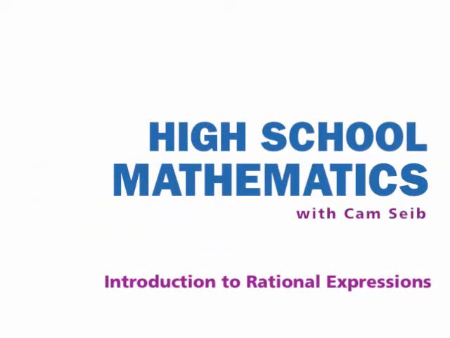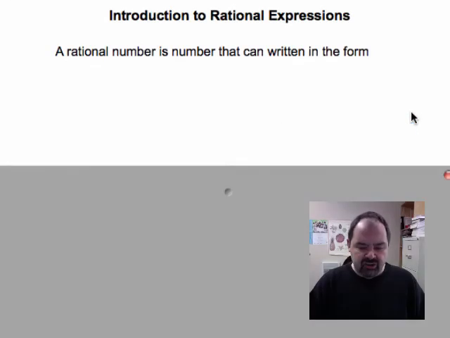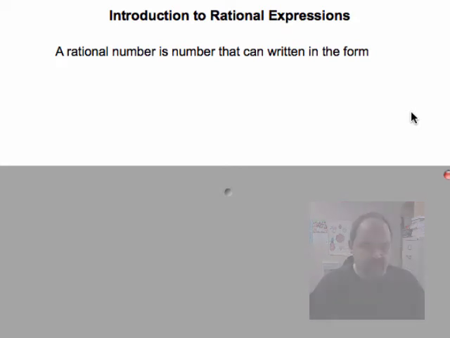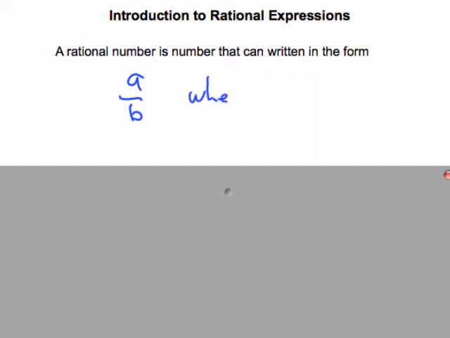Alright, so you're starting a section on rational expressions, which is essentially algebraic fractions. So I want to begin by just doing a little review of rational numbers and show you how that connects to what we're about to do. A rational number, you'll remember, is a number that can be written in the form a over b, where a and b are integers and b is not 0.